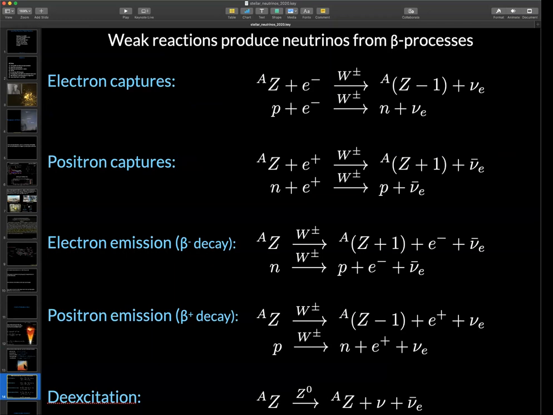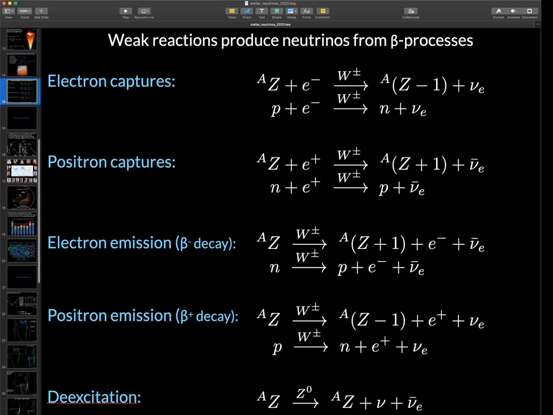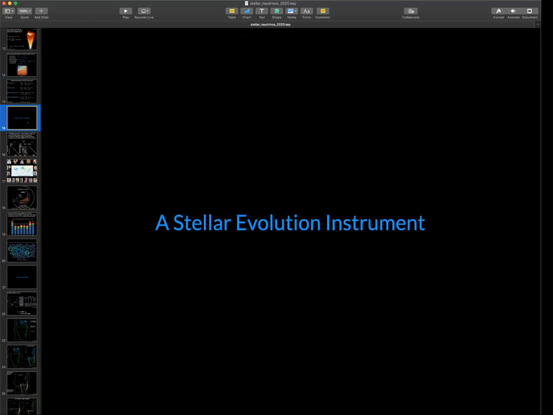And then one more mechanism, de-excitation. So you have an excited nucleus that emits a Z-naught, intermediate vector boson, neutral, to a lower energy state. That process is not taken care of in what I'm about to show, but I just want to put it out there that it is a potential new channel for producing neutrinos from, in particular, massive stars. Okay. So that's a little quick review on where neutrinos come from.